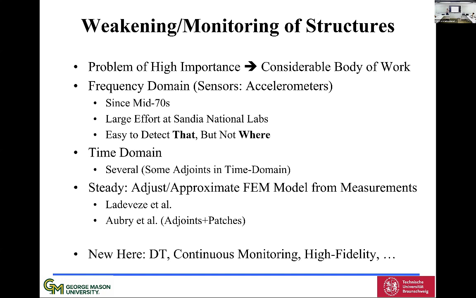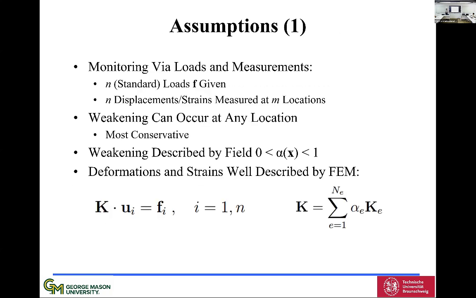Okay? Then there's been work in the time domain, even with adjoints in the time domain. And then people have also used this in order to do system identification. So you build something, you had your early finite element model that assumed certain things. Now you measure, and now you update what is the actual Young's modulus, or what is the actual grounding of the structure, or things like that. So, and I've put a couple of names here.